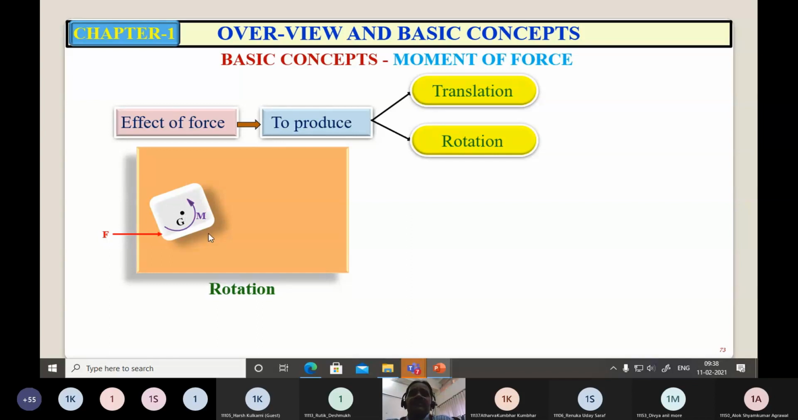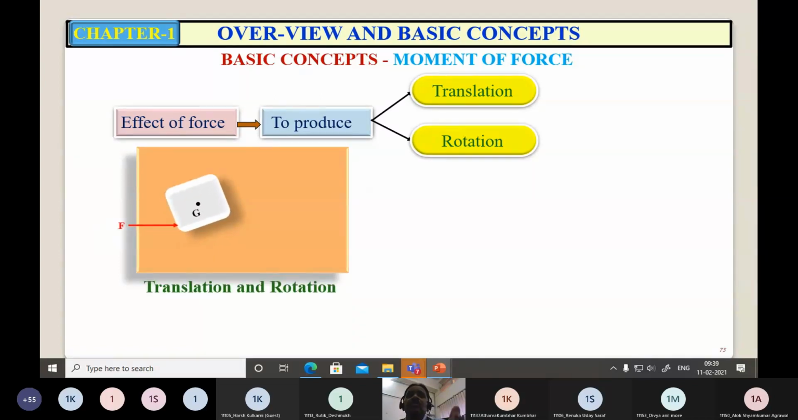But if G is not fixed to the floor, it is just kept on the horizontal floor and force is applied at the corner, then you will observe that the body will have translation as well as rotation. When can you say that the body is having translation? If the position of the center of gravity of the body changes, then you can say it is having translation. It is changing its position from one place to another. But if the position of G remains the same and it is rotating about G, then you can say that the body is having purely rotation. Because the position of the center of gravity is not changing, it is not undergoing any translation. So it is having only rotation. Are you getting my point?